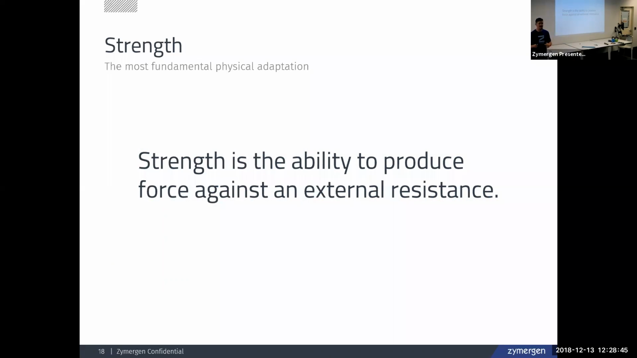This is not like tensile strength. This is not like how strong your bicep is. This is not talking about runner's strength or bricklayer's strength or football player's strength. This is just, can an organism produce force against an external resistance? And this is this fundamental physical adaptation of organisms that allows them to do everything else they want to do in this physical world.